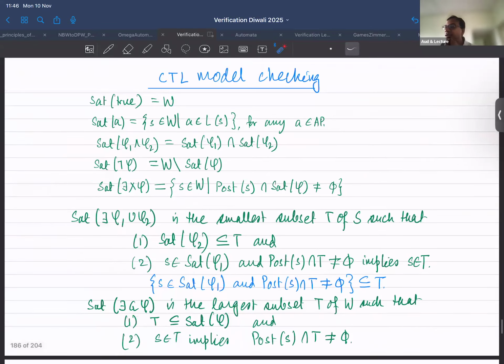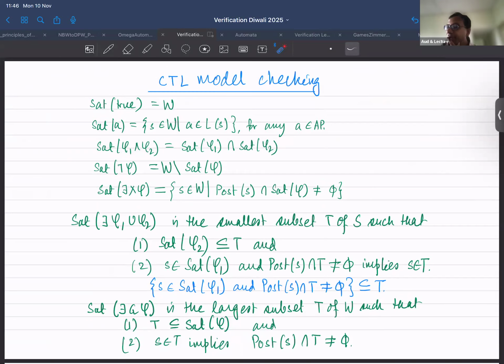Okay, so SAT of true is the entire state space W, the entire set of worlds in the Kripke structure. SAT of A is essentially the set of states such that A belongs to the label, the set of propositions which occur in state S. Then that is SAT of A. The set of states such that A occurs in the propositions that appear in that state S.